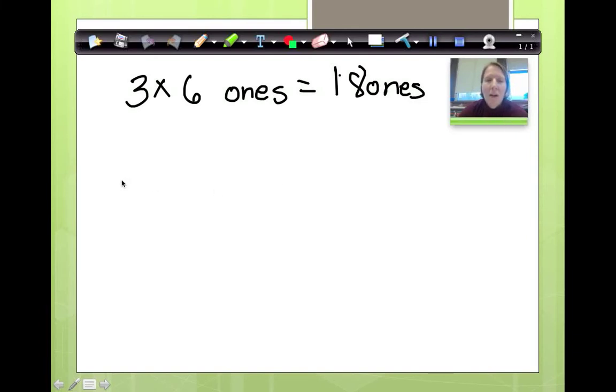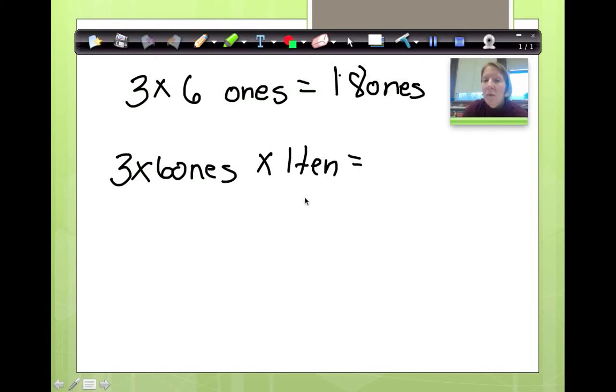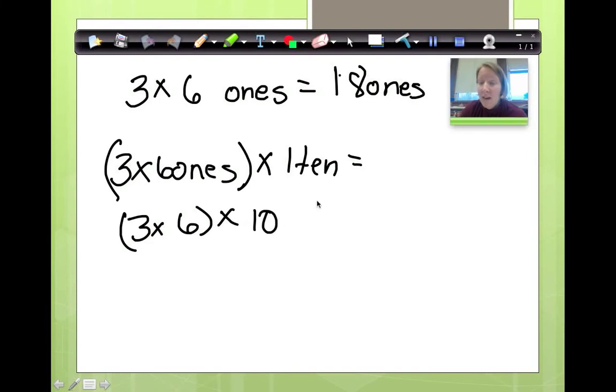Now, what if we did 3 times 6 ones and we multiplied it by 10? What would we have then? So we have our 3 times 6 ones, and we're going to multiply it by 10. Let's write this again. This would really be 3 times 6, and this would be 10, right? Okay. Well, what can I use?